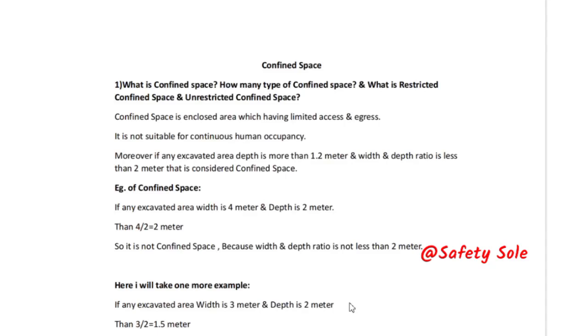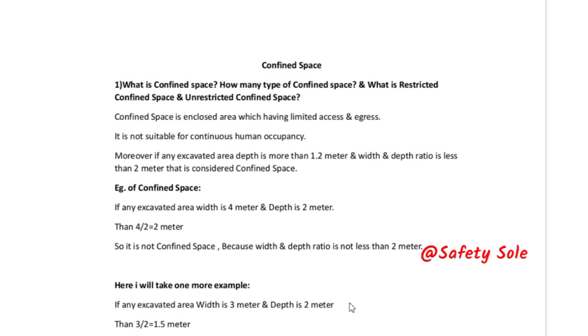What is confined space and how many types of confined space? What is restricted confined space and unrestricted confined space? Confined space is an enclosed area which has limited access and egress. It is not suitable for continuous human occupancy.